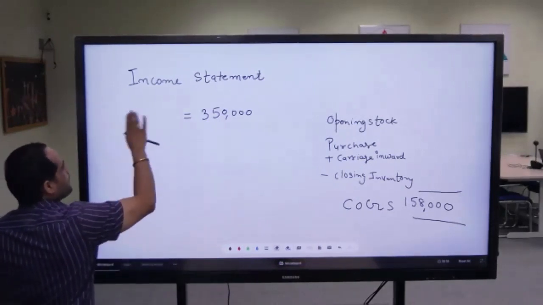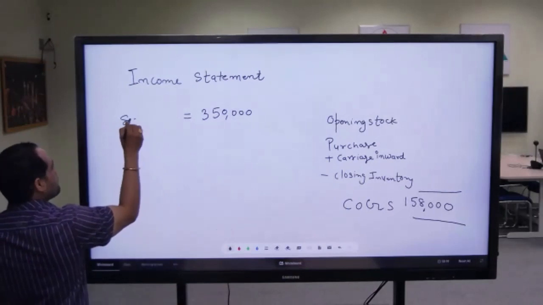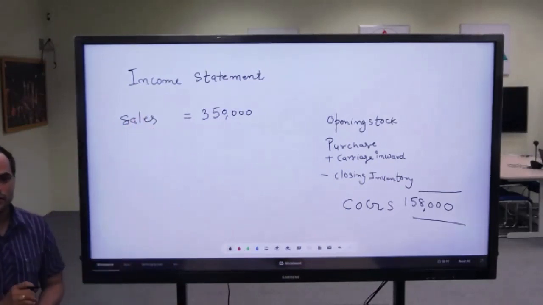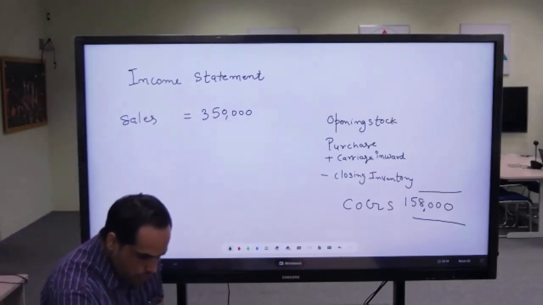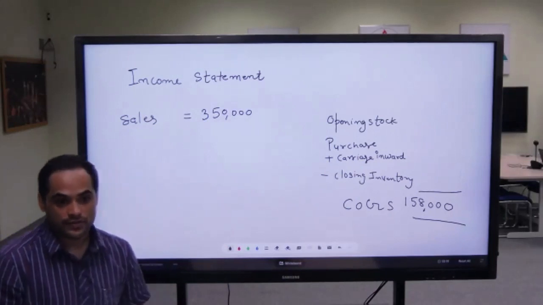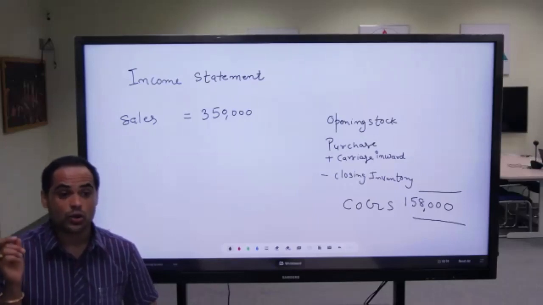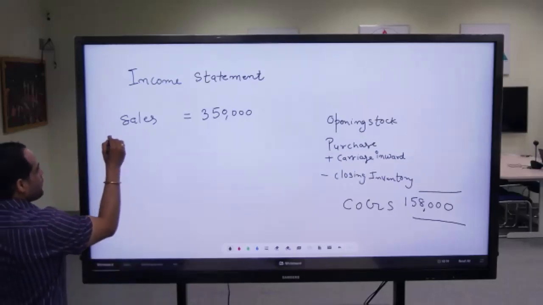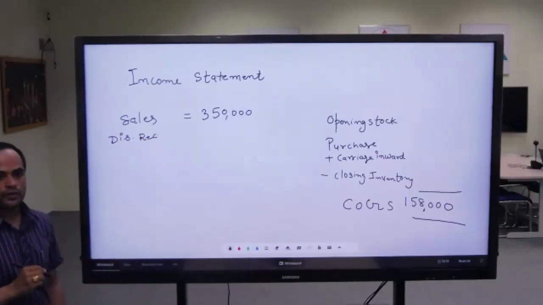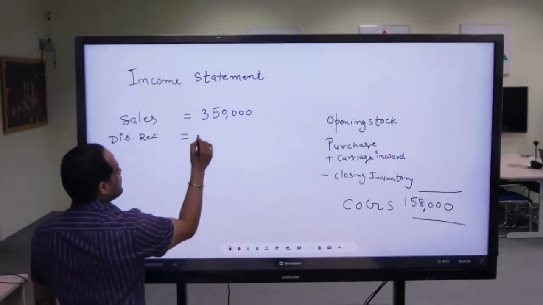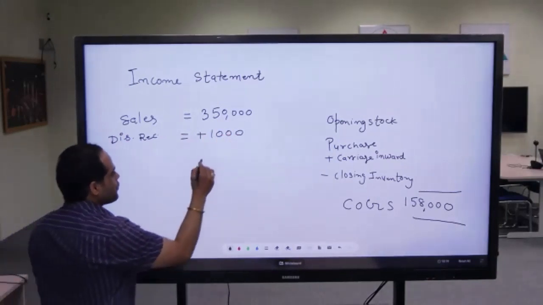One thing I forgot to explain. That is your sales, 350,000. Your question says that you receive a discount. If you receive a discount, as I explained in the previous lecture, it will be considered as your income. So I will write down here discounts received, which is 1,000.